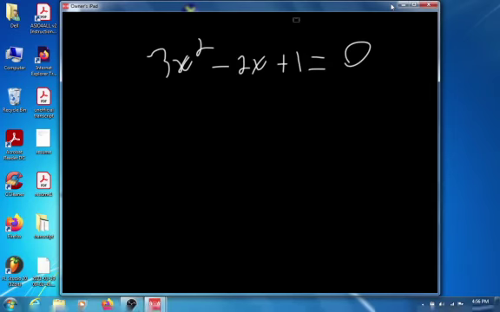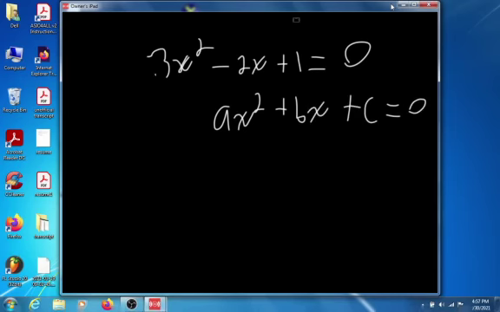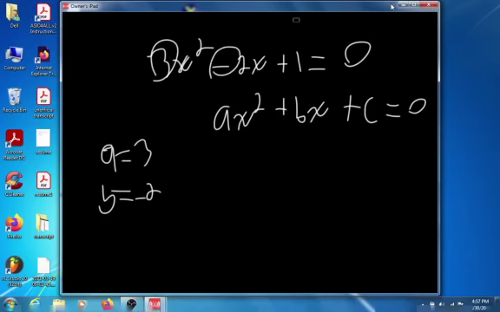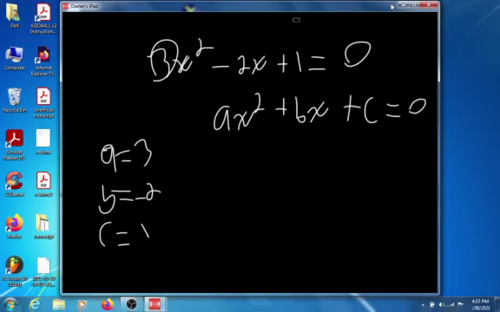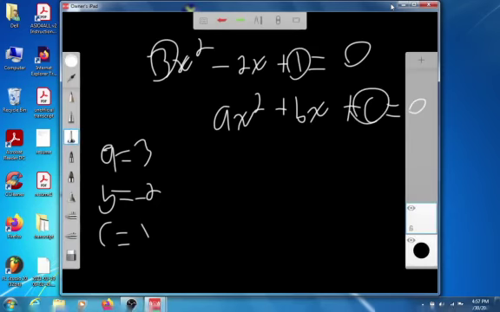So if a quadratic equation is written in the form ax squared plus bx plus c is equal to 0, we're going to set a equal to 3, b is equal to negative 2. Make sure you include that negative. If the coefficient is negative, you include that. And c is equal to 1.